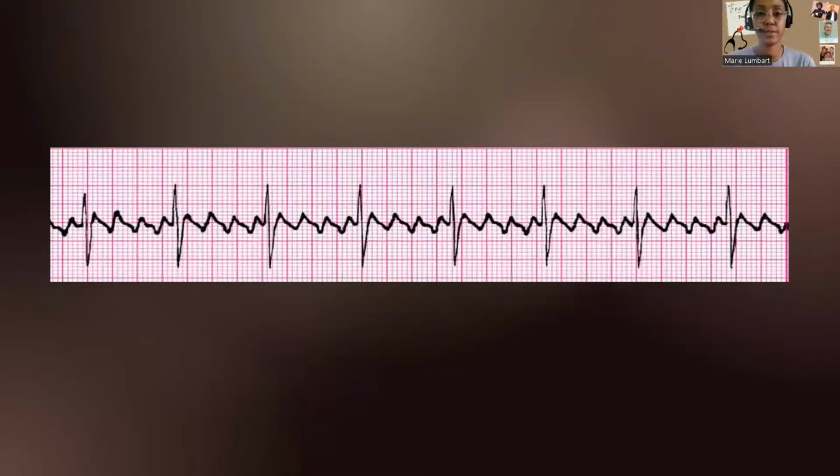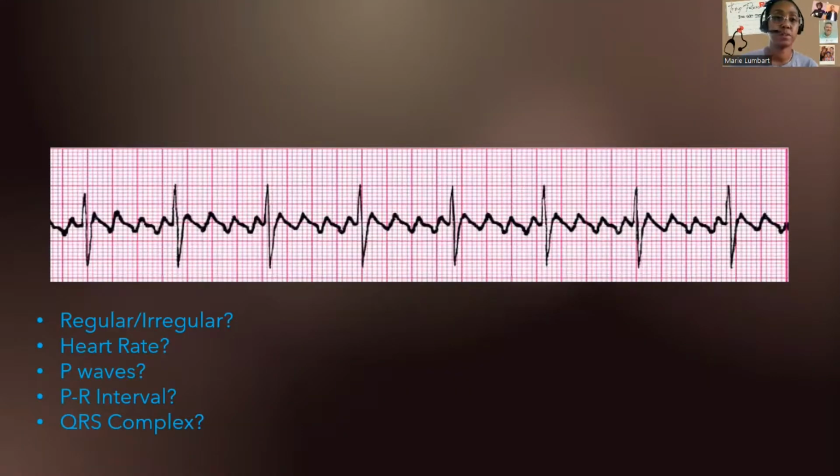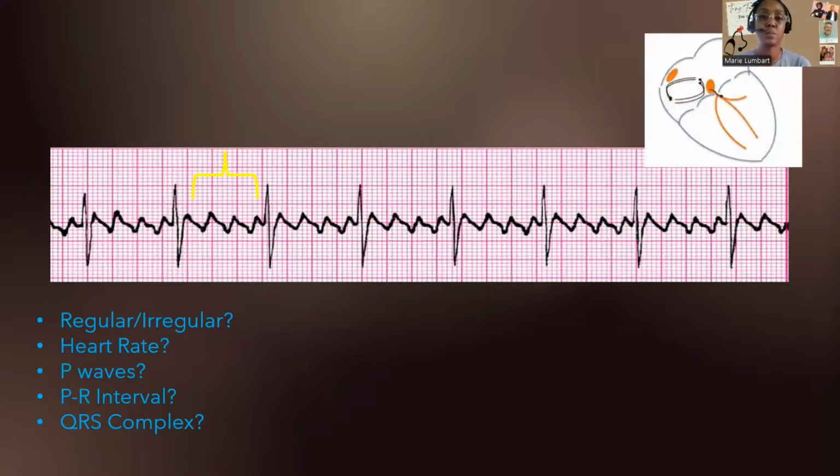So here's our next rhythm. Remember your steps. Is it regular? Heart rate? But what's going on with the P? Where's the P? Can you identify a P wave? In this rhythm, you can't. You do see the atrial baseline, something's going on there. So what is it? This picture shows nicely what's going on.